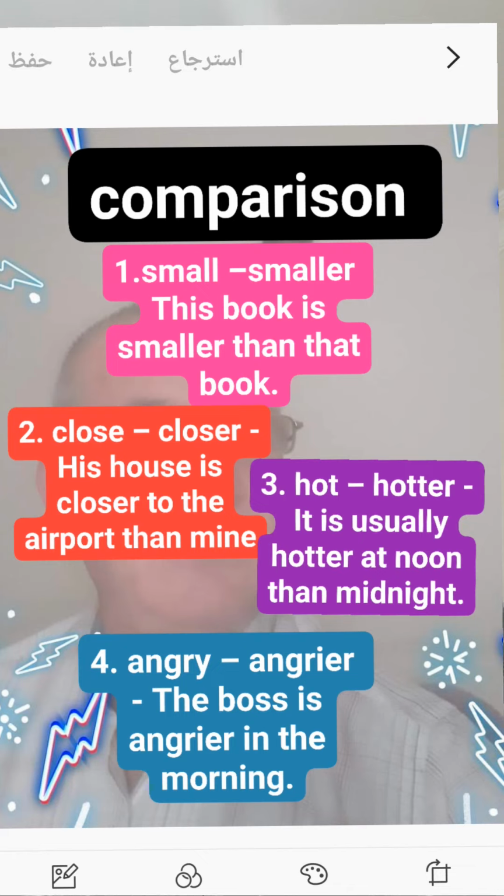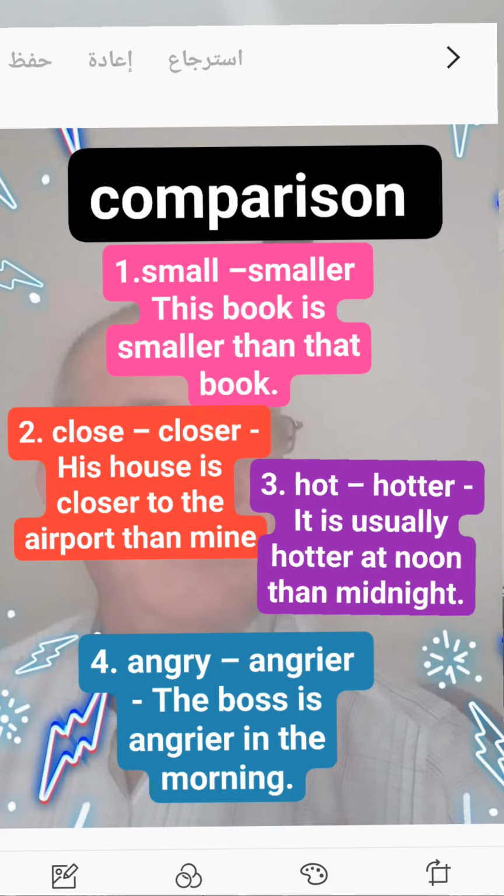Hello, today we are going to learn how to make a comparative form. Surely this is for level 2. Let us start with example number 1. Small, smaller. Look, we have added ER.